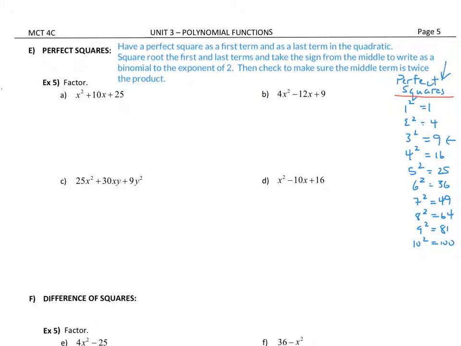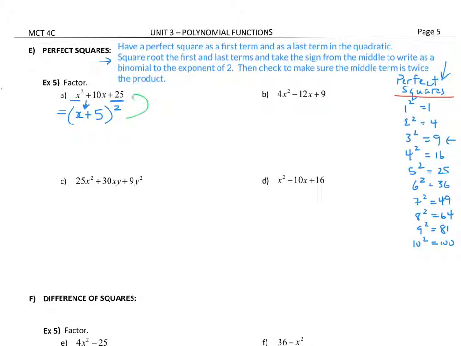So if you look at the first example here, we have a 1x squared, so that is a perfect square. We could square root that and just get x, and on the end we have a constant of 25, which is also a perfect square. So when we go to factor it, my instructions are up here at the top: we square root the first term, so the square root of x squared is just an x, and we square root the last term, which is 5, and we take the sign from the middle. So we've got a plus here, so the plus goes here, and then we make that to the exponent of 2. But the last thing we want to do is double check it to make sure it actually equals the original binomial.